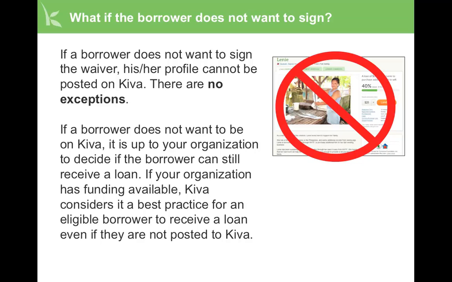If a borrower does not want to sign the waiver, his or her profile cannot be posted on Kiva. There are no exceptions. If a borrower does not want to be on Kiva, it is up to your organization to decide if the borrower can still receive a loan. If your organization has funding available, Kiva considers it a best practice for an eligible borrower to receive a loan even if they are not posted to Kiva.